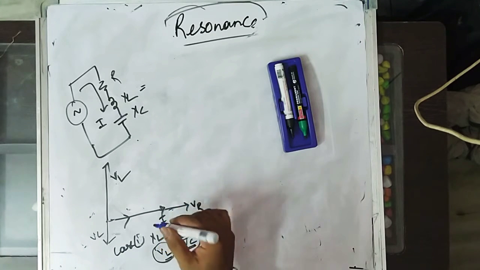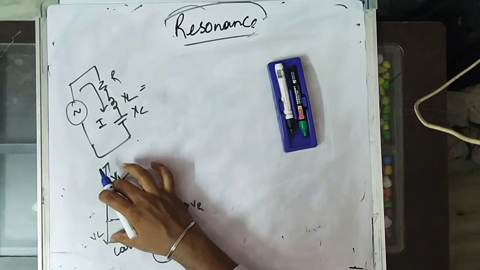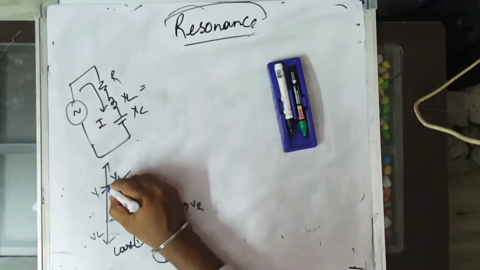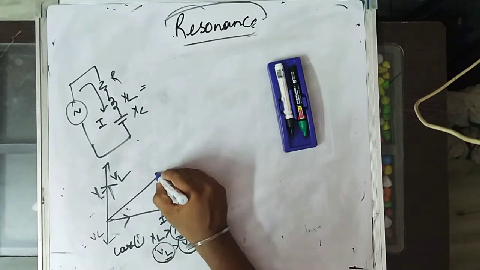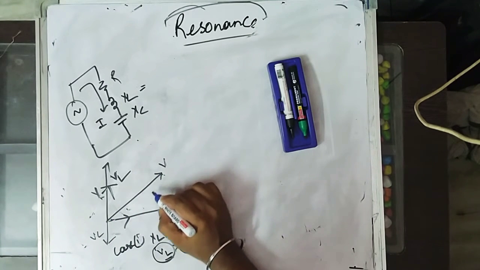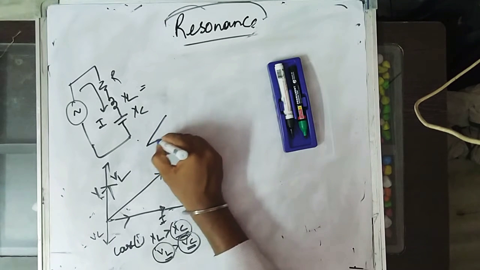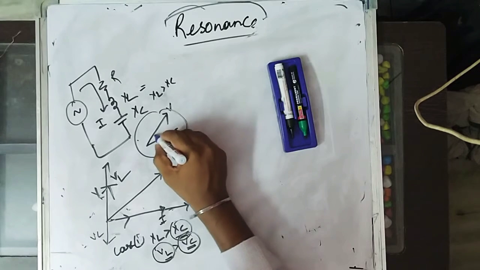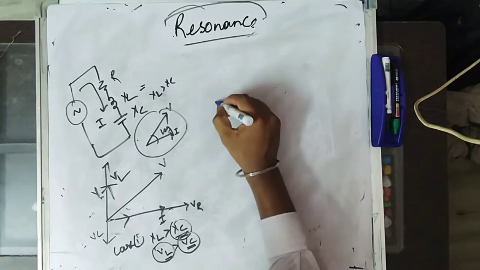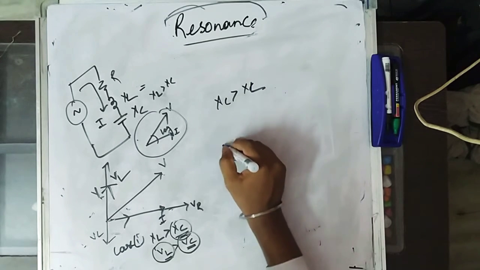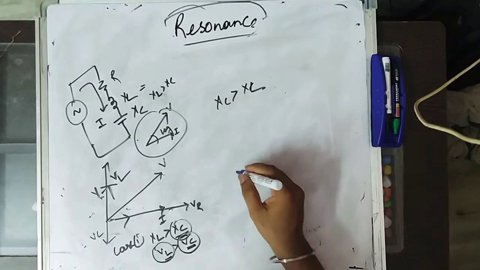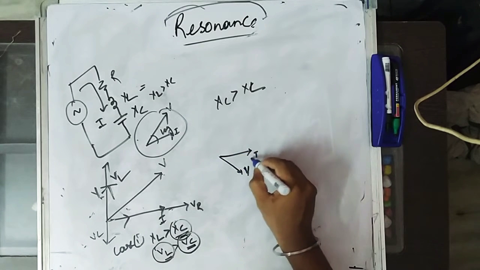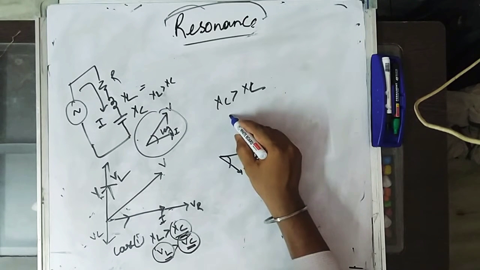Now the resultant of these two will be here. The total V is the resultant of VR and V net, which occurs like this. So when XL is greater than XC, you will get current lagging. Similarly, when XC is greater than XL, the same explanation applies: the voltage V is lagging with respect to I, so the current is leading. This becomes a leading circuit.